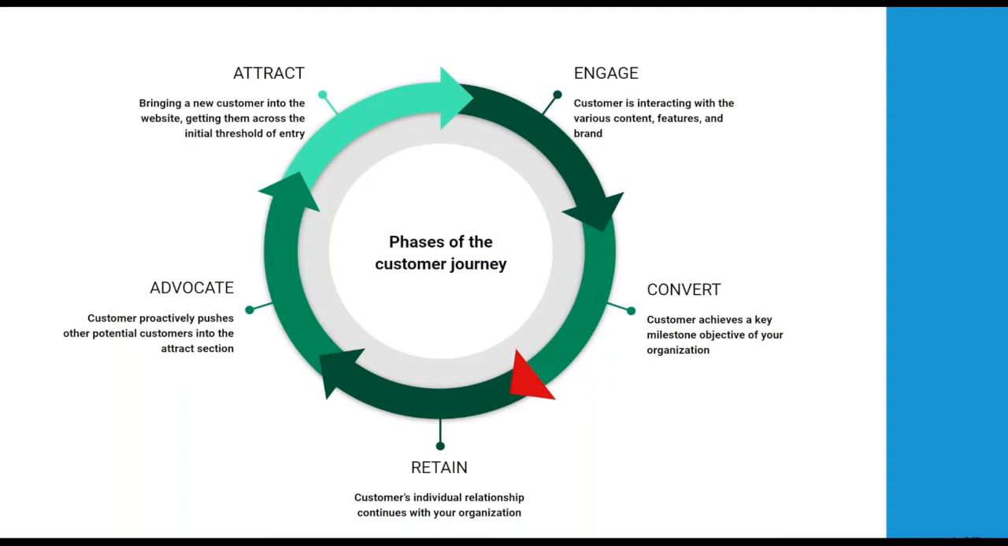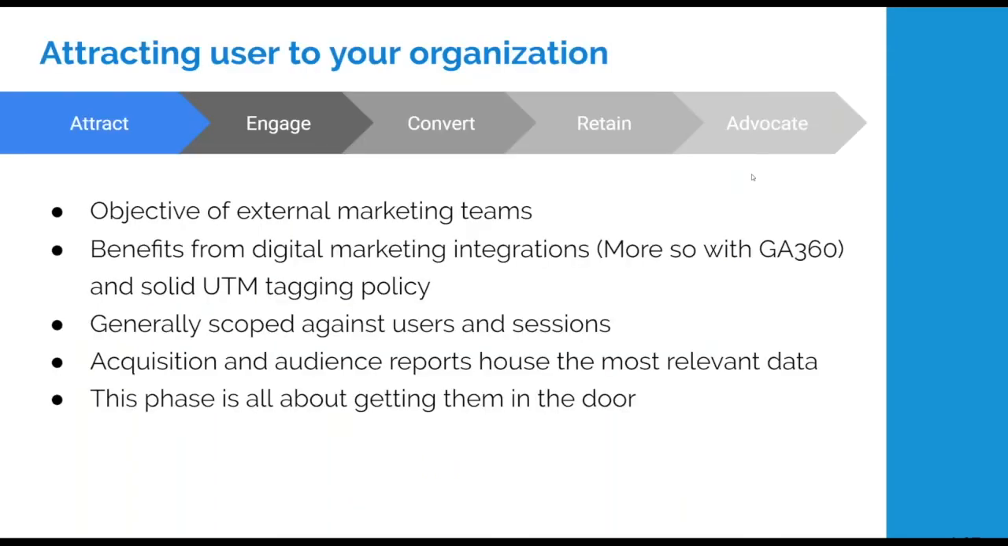Now, in the next couple of slides here, I'm going to dissect each one of these cycles and each one of these phases and how they pertain to different organizations and groups. Starting, of course, with the attraction phase. Attracting users to the organization. This is the objective of external marketing teams. Anybody that is essentially there to get people in through the front door and interacting with the site in some capacity is those teams' role.